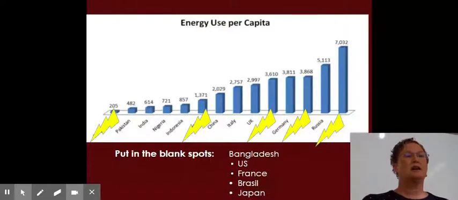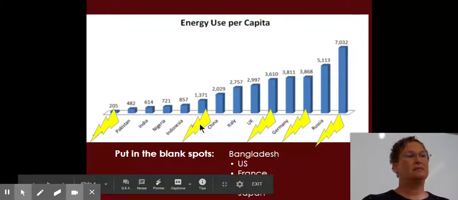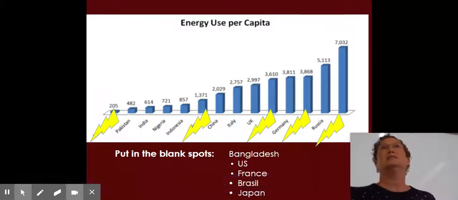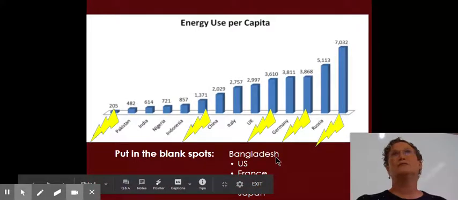All right, so let's talk about global energy usage. Can you fill in these little blank spots? Where do you think each of the blanks go? Your choices are the countries that are missing, which are going to be below the little lightning strikes: Bangladesh, US, France, Brazil, and Japan. So which of the names of the countries do you fit?